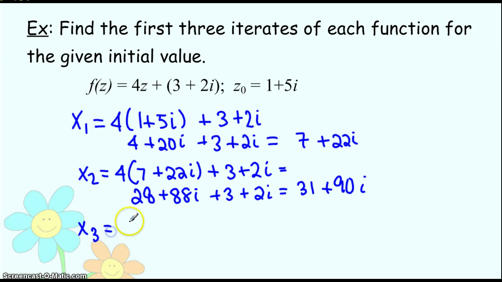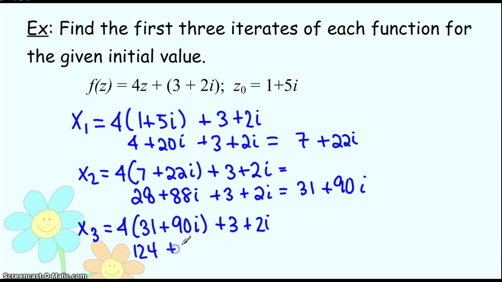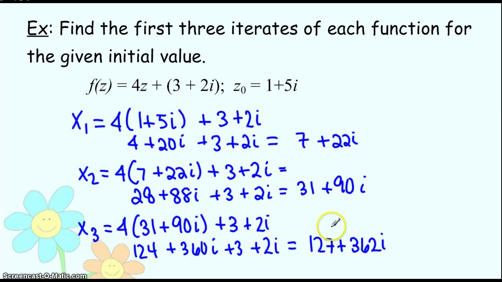And find our third iteration. 4 times the quantity of 31 plus 90i, plus 3 plus 2i. So we get 124 plus 360i plus 3 plus 2i, which gives us 127 plus 362i. So those are the first 3 iterates of the function f of z equals 4z plus 3 plus 2i, where our initial value is 1 plus 5i.